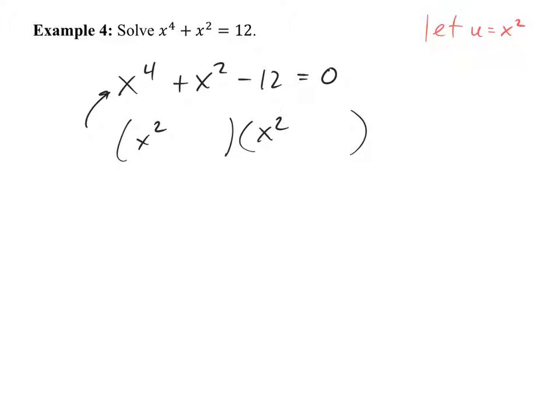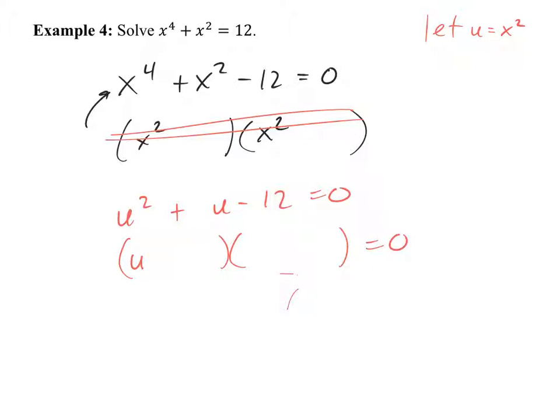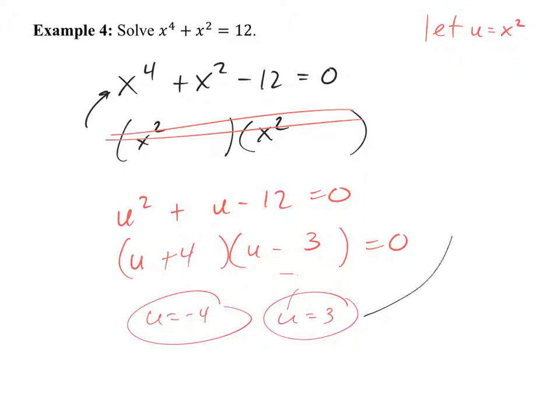You could also do it with the old method. Let u equal x squared, making this equation u squared plus u minus 12 equals 0. But again, you're still going to yield the same factors. It's going to be u plus 4, and again, u minus 3. So u is going to equal negative 4, and u is going to equal positive 3. Since negative 4 and 3 are the values of u, they're equivalent to x squared.